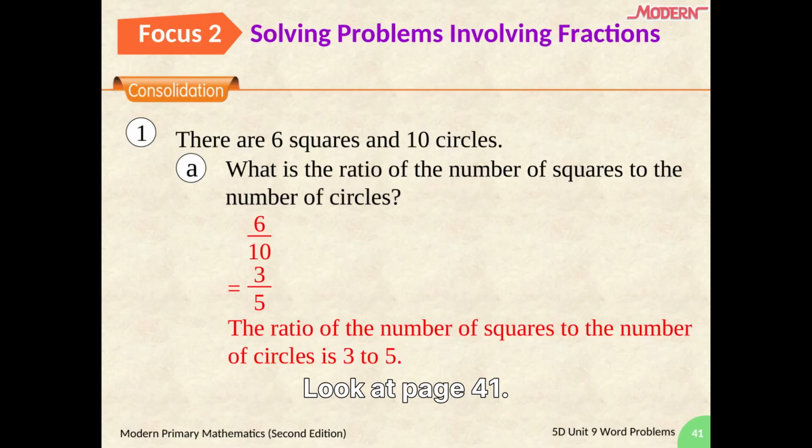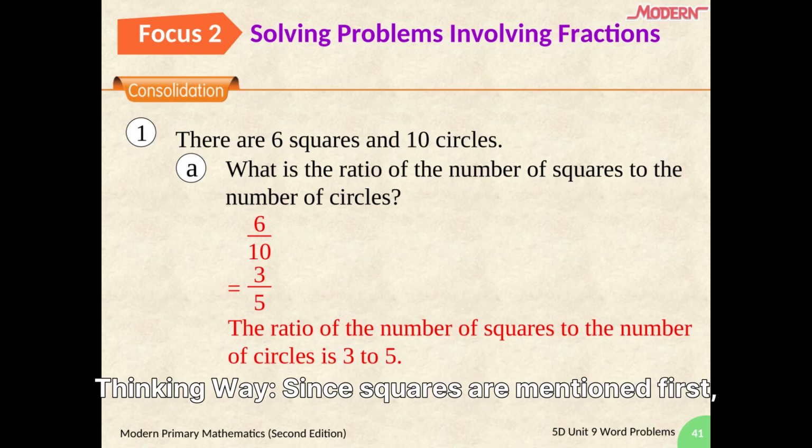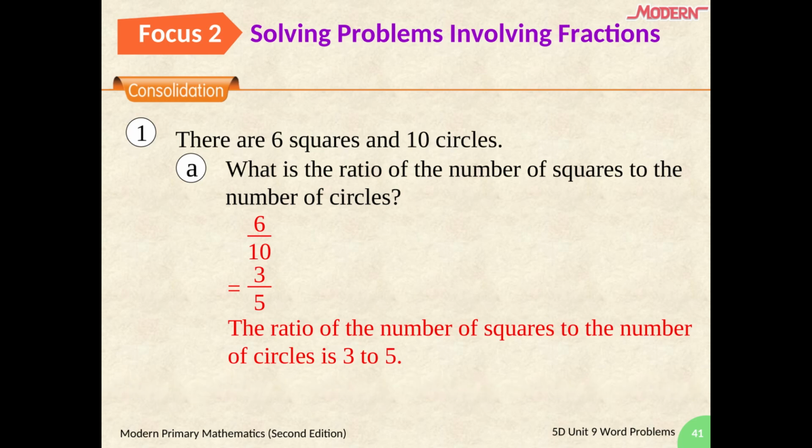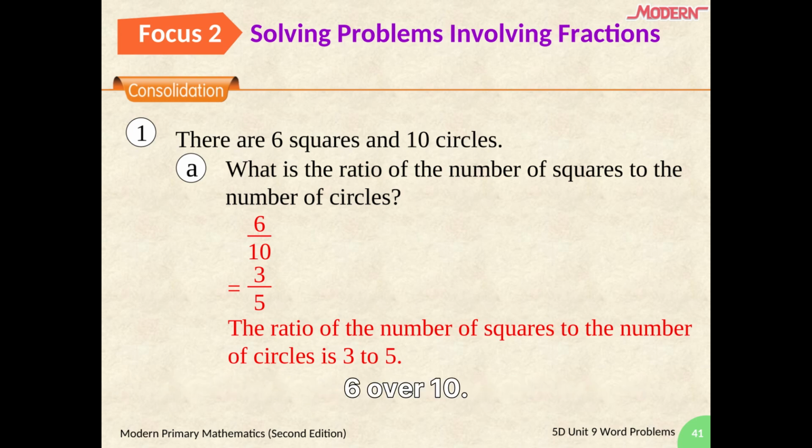Look at page 41. We have 6 squares and 10 circles. Question 1a asks, what is the ratio of the number of squares to the number of circles? Thinking way: since squares are mentioned first, they are our numerator. Circles are our unit for comparison, so they go on the bottom. 6 over 10. 6 over 10 can be simplified by dividing both by 2. That gives us 3 over 5.